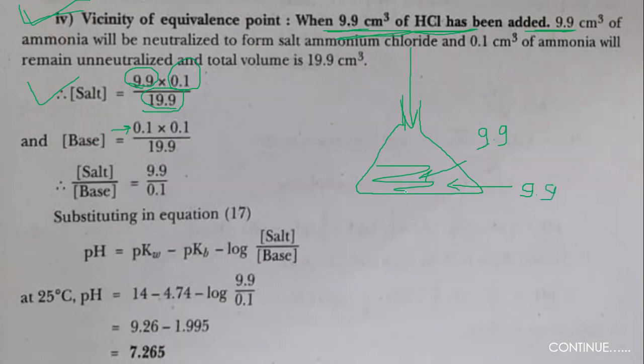Right. So how much base remains now? Out of 10, when 9.9 is subtracted, how much remains? Only 0.1 ml of base will remain. So the concentration of base is 0.1 into 0.1 upon total volume. Okay, so dividing these two equations, you will get salt upon base, that is 9.9 upon 0.1. This is what we are considering for further calculation. Now this is the value of your what?